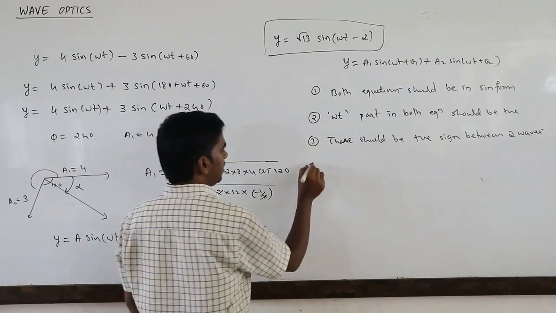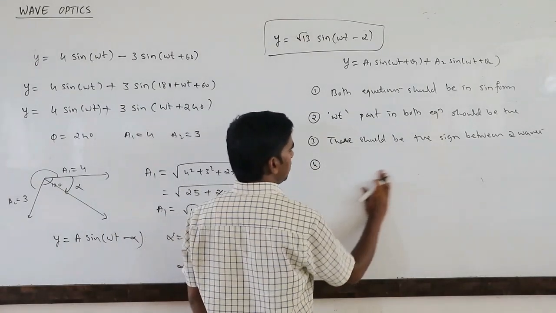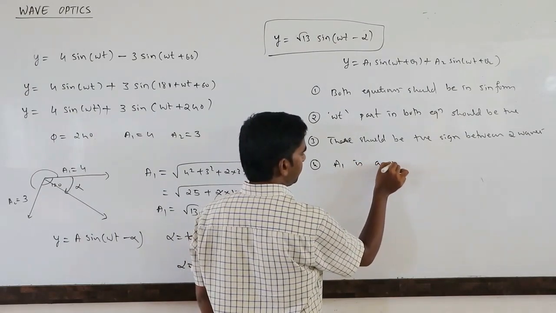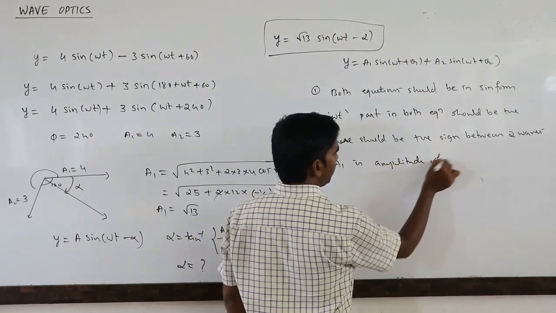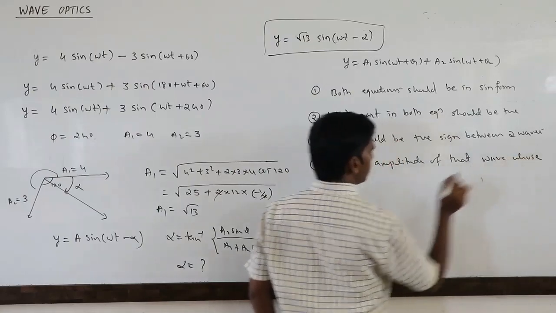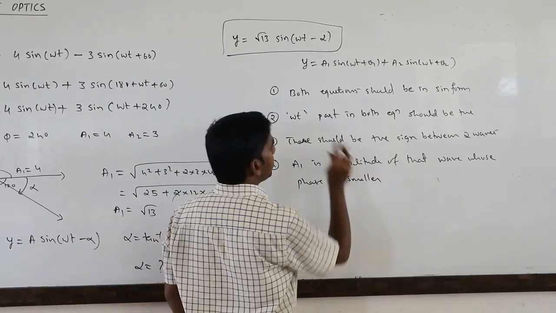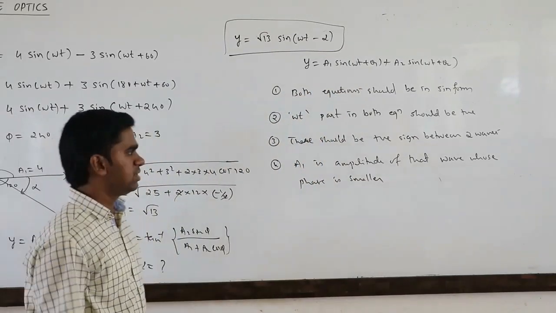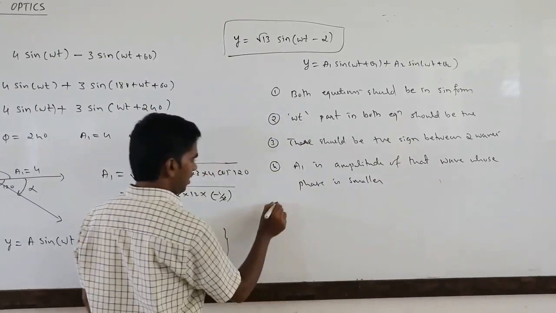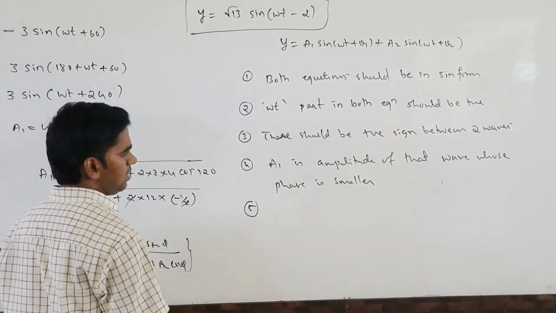Next, our problem is which one you have to take as a1. A1 is the amplitude of that wave whose phase is smaller. Out of these two waves, the one having the smaller phase is going to be a1 and the remaining one is going to be a2. Once you have calculated a1, then you have to calculate alpha.